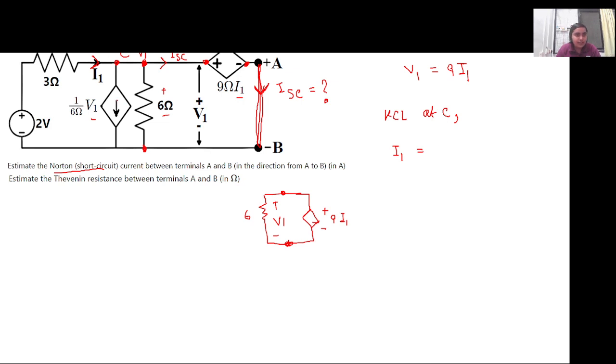The first is the voltage dependent current source current, which is V1 by 6. Then it is the current flowing in this particular 6 ohm branch, which is the node voltage. Let's say this is the ground, so it is V1 minus 0 by 6, so it is V1 by 6. And the third current flowing out of the node is this ISC current, plus ISC. This will be the KCL at node C. Initially, in the previous case, since we were calculating the Thevenin's voltage, this was open circuit and we did not have this current. Now it is added to it, right?